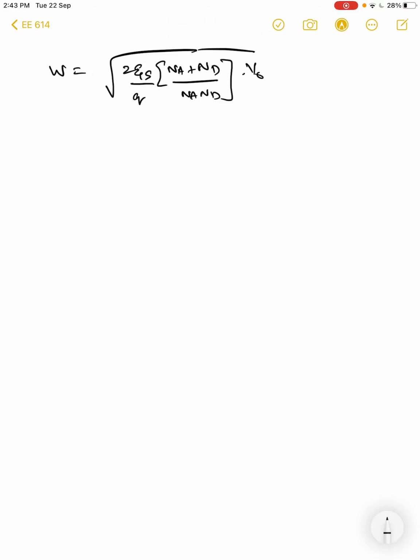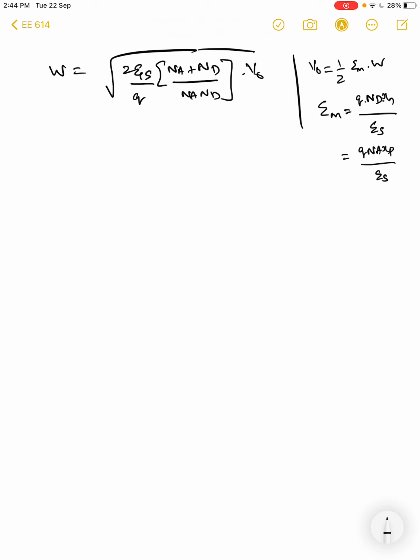So we know that V0 is half E max, the maximum electric field, into the width of the depletion, and the maximum electric field we found to be Q Nd Xn by epsilon S, which is the same as Q Na Xp by epsilon S. Xn and Xp are the extents of depletion within the N type and the P type region.